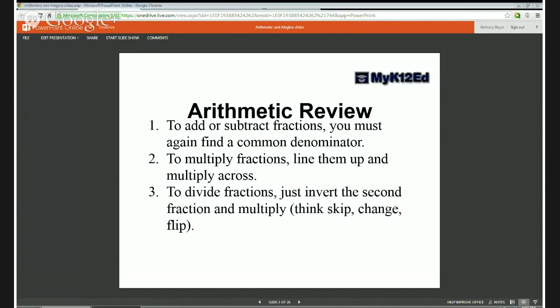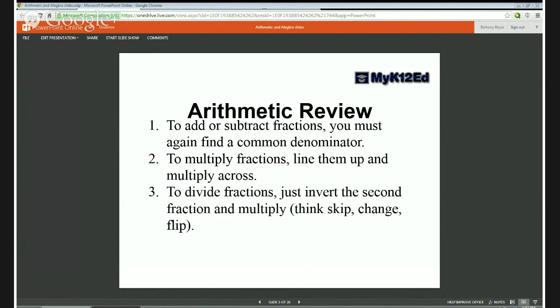So to add or subtract fractions, we must again find a common denominator. You cannot do 1/2 minus 1/4 or 1/2 plus 1/4. They have to have the same denominator. So again, you would just change the denominator and then you'd have to change the numerator as well.